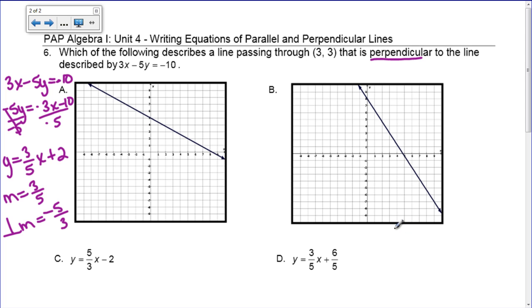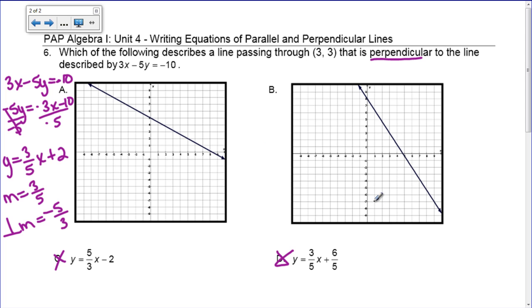So if you look at the answer choices that I have down here at C and D, where they have written the equation out, if you will notice, D has the wrong slope. It says 3/5 x. Well, that would be if they were parallel. This is close. It says 5/3, but they didn't change the sign. And so that's also not correct. So it's going to be one of these two.